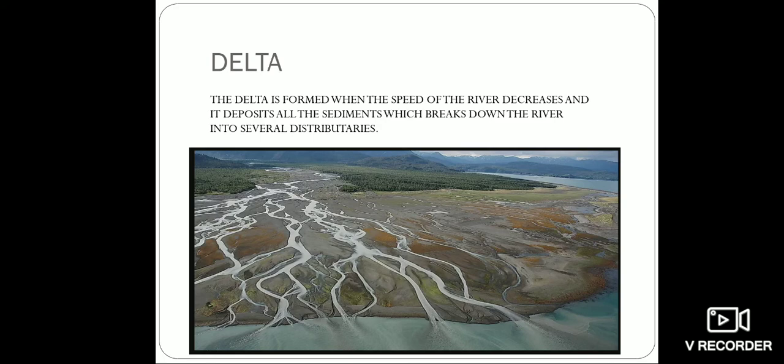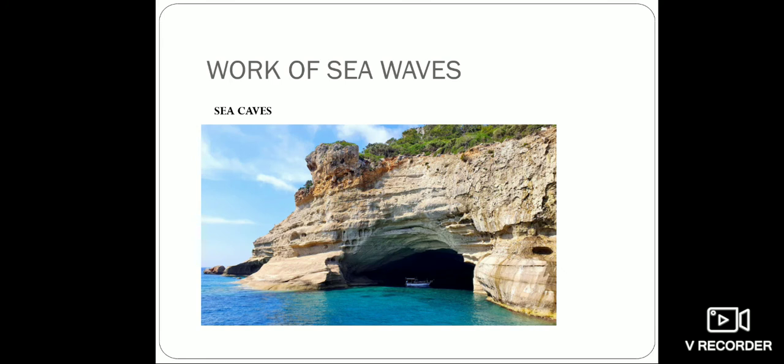Next one is the delta. A delta is formed when the speed of the river decreases and it deposits all the sediments, which breaks the river into several distributaries. And this structure formed is known as a delta. Next is the work of the sea waves. The erosional action of the sea waves continuously erodes the rock, and you can see that a cave-like structure has been formed by the erosional work of the sea waves. That is called a sea cave.